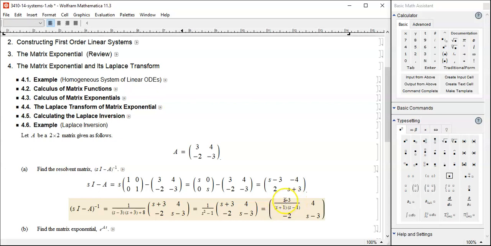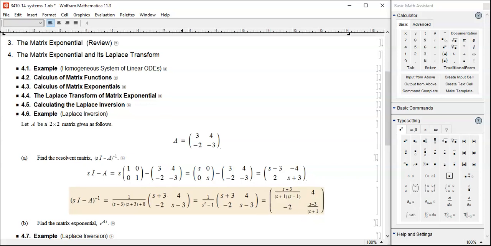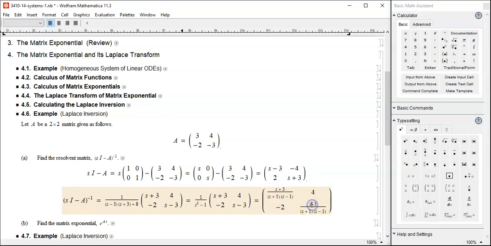I don't need this any longer. And then this too. And then this one too. And finally this one too. So that's the resolvent matrix. And then we have to take the Laplace inversion of each. Looks like I'll have to take the decomposition by partial fractions of each. Ouch.